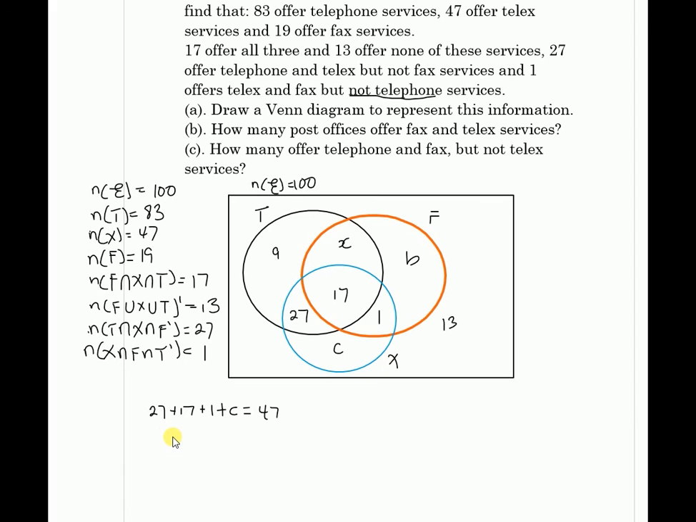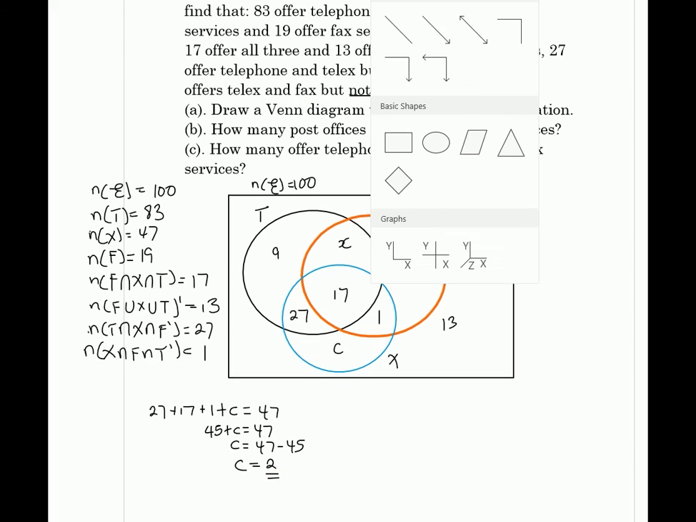So when I add everything here, I have 44 plus 1, that one is 45. So I have 45 plus C is equal to 47. C is equal to 47 minus 45, giving us C as 2. That is one thing we have got.